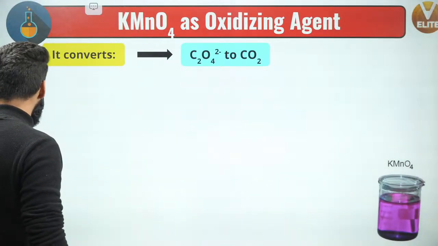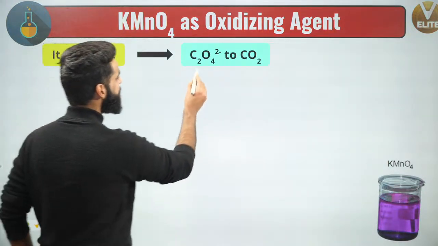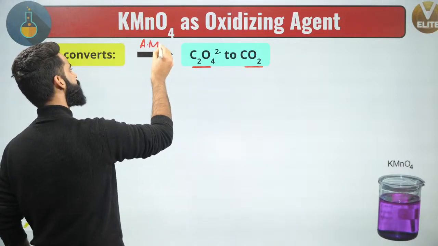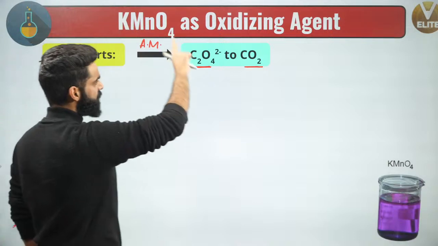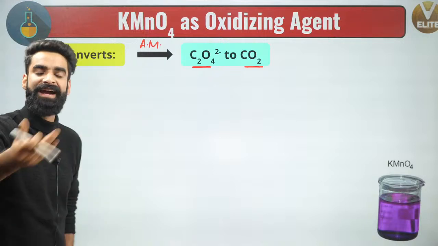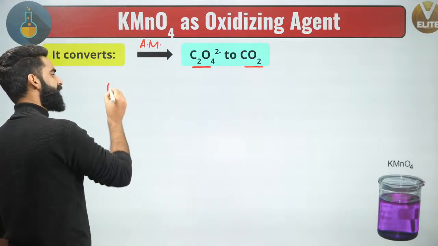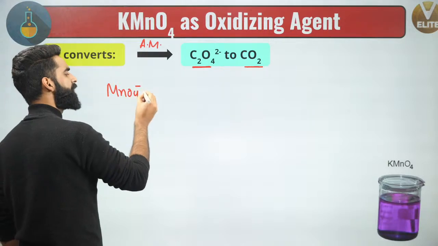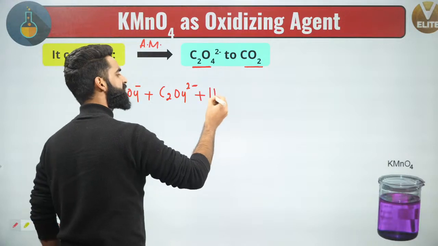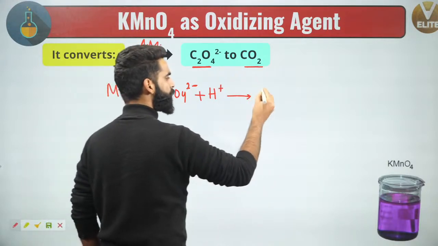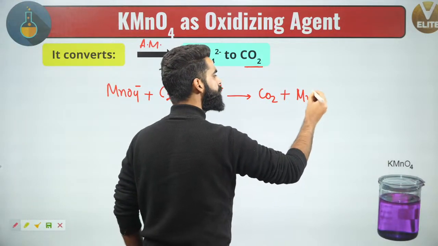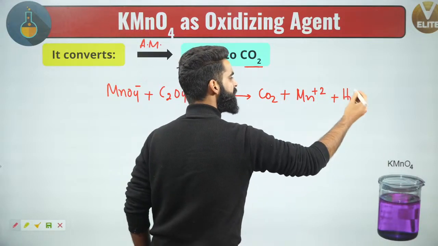The same KMnO4, the same MnO4 negative, converts oxalate ion to carbon dioxide. In which medium? Again in acidic medium. I am 100% sure you can easily write the reaction now. What I'll simply write: MnO4 negative converts your oxalate ion in acidic medium to carbon dioxide, and in acidic medium we already know MnO4 negative gets converted to Mn dipositive, and with this Mn dipositive I'll write some water as well. So this is the reaction.